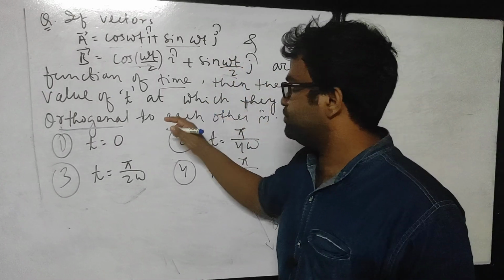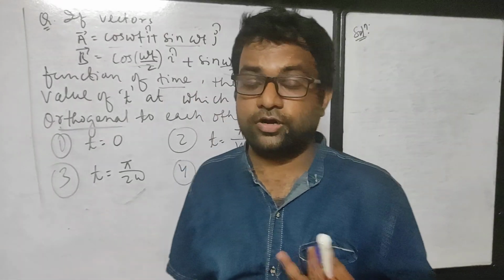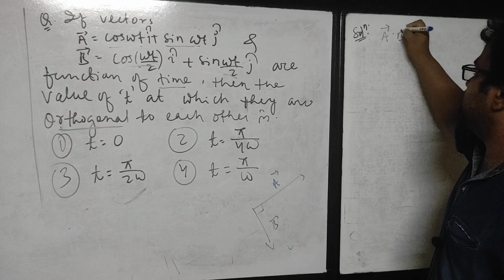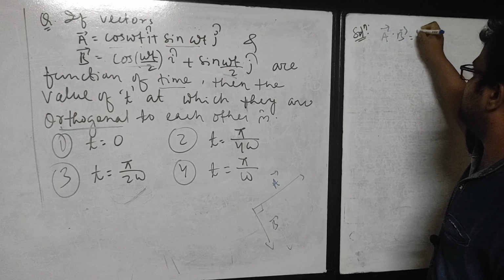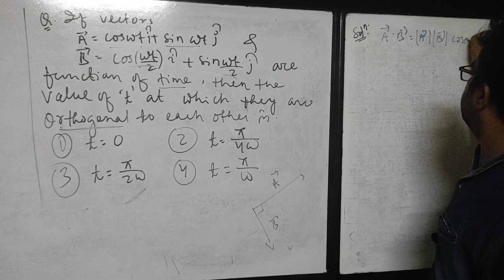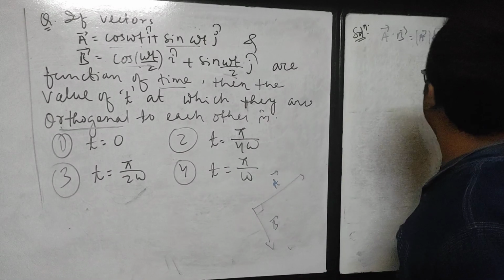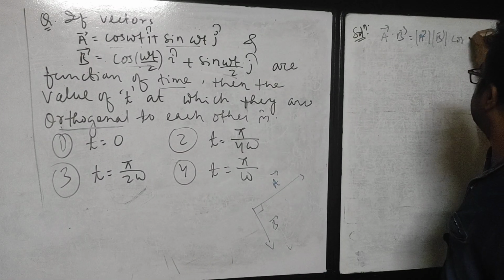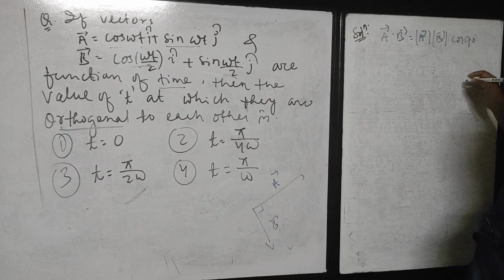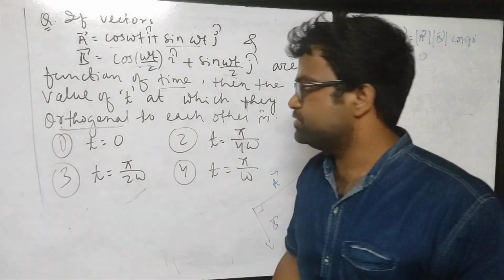We will use the dot product, because we know that the dot product A dot B equals magnitude of A times magnitude of B times cos theta. Orthogonal means theta is 90 degrees, and cos 90 is 0. So in place of theta I can write 90 degrees for orthogonal, so A dot B will become 0.